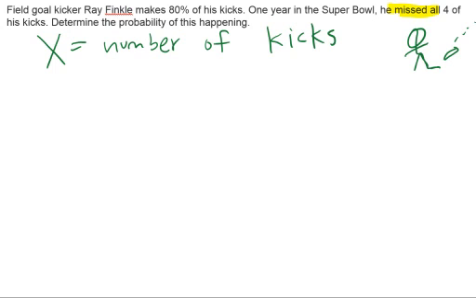So we're going to use complements, and we're going to talk about the success probability from a binomial perspective of missing. It's not that missing these kicks is a good thing for Ray. In fact, it's bad, but here we want to model missing them. So I'm going to set it up that way. So x is the number of kicks missed by Ray out of 4.